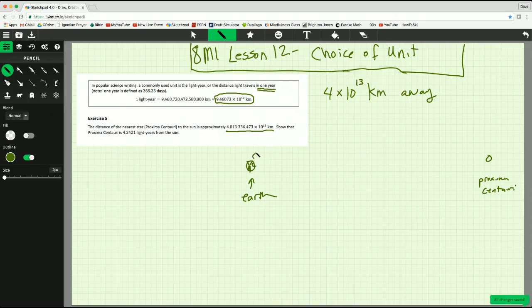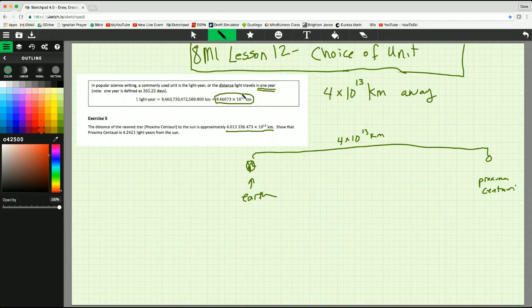and we know that this distance is 4 times 10 to the 13th kilometers. Well, light travels less than that in a given year. It only goes 9 times 10 to the 12th kilometers. So we know that this is less than the distance from Earth to Proxima Centauri. So if we start measuring how far light can go, well, light can go about this far, and then light can go this far. And this is 9 times 10 to the 12th.